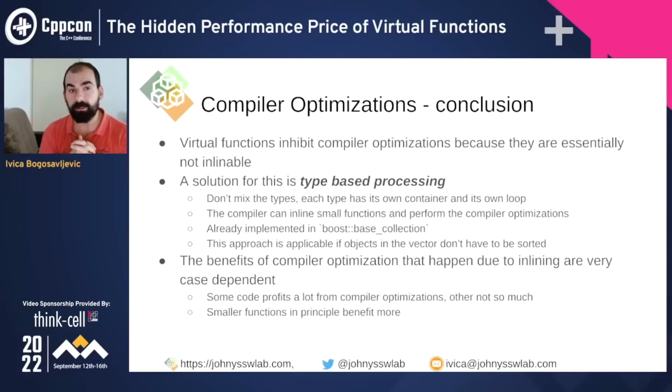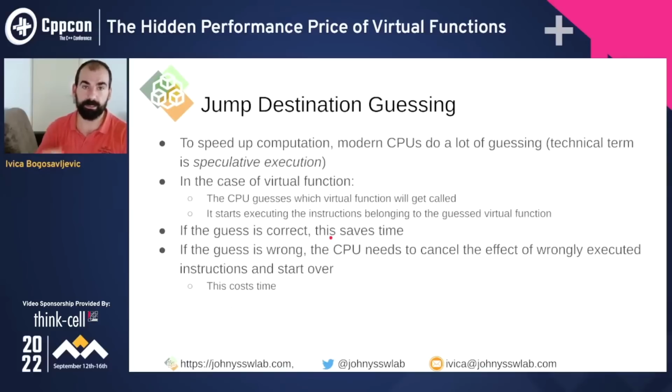Now, the problem with compiler optimizations is that the optimizations that happen because of inlining are very case dependent. Some code profits a lot from inlining and additional compiler optimization. Other code doesn't profit at all. In principle, smaller functions benefit more, but this is a rule of thumb, and it doesn't work all the times. Okay. Moving on to the next.